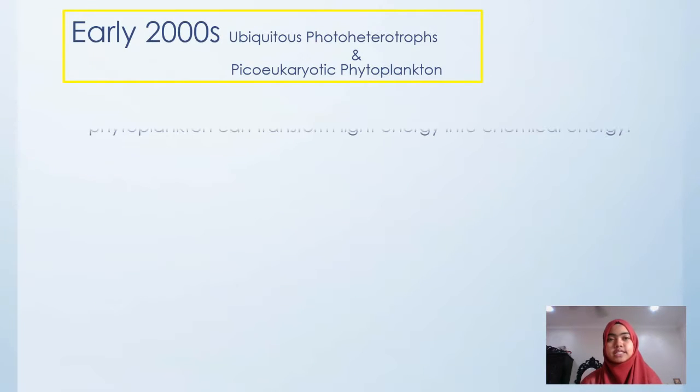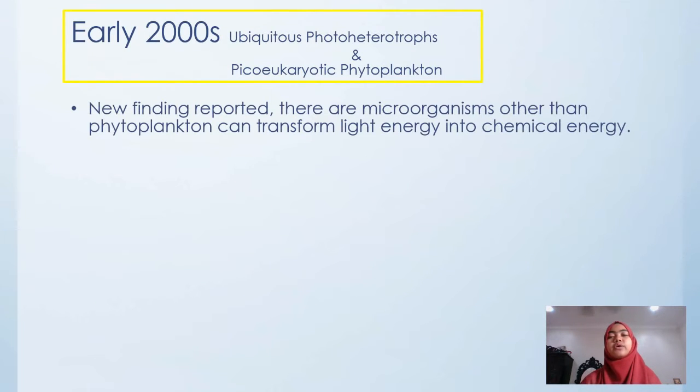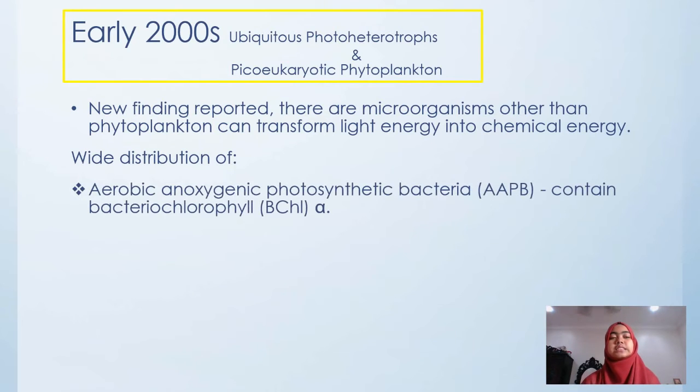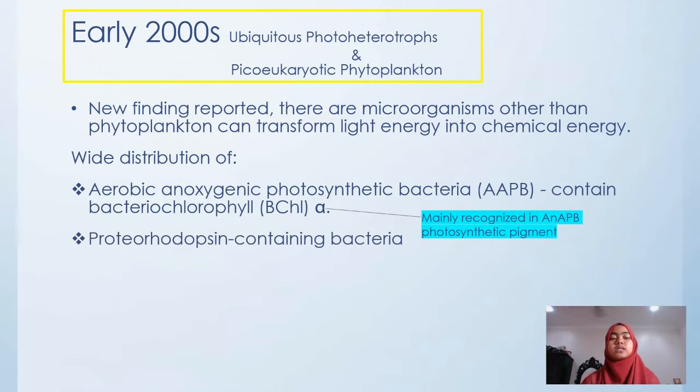In the early 2000s, a new finding reported that there are microorganisms other than phytoplankton that can transform light energy into chemical energy. In past years, we knew of phytoplankton and plants, but then there are other organisms that can transform light energy into chemical energy. In the 2000s, the distribution of aerobic anoxygenic phototrophic bacteria, AAP, which contain bacterial chlorophyll a, mainly recognized in anaerobic photosynthetic bacteria.